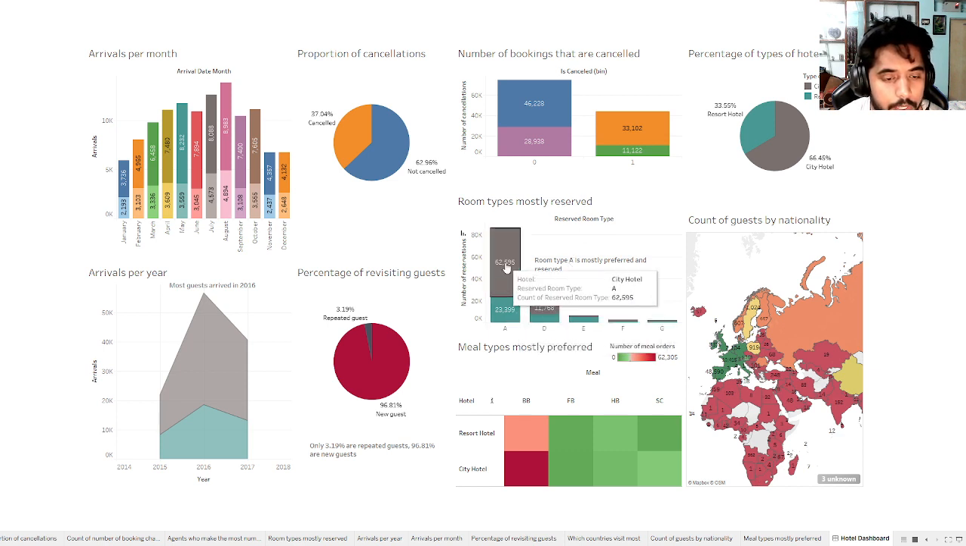So in the next chart we see the types of rooms that are mostly reserved. So we can see that A type room is mostly reserved, accounting for about 62,000 for city hotel and 23,000 for resort hotel, which is around 75,000.